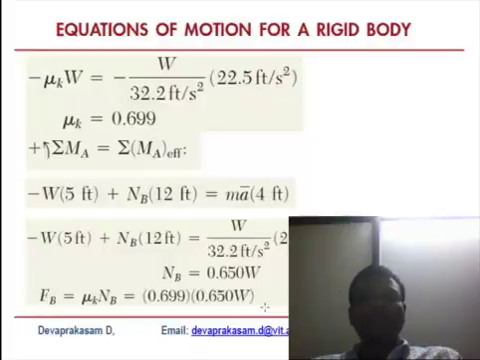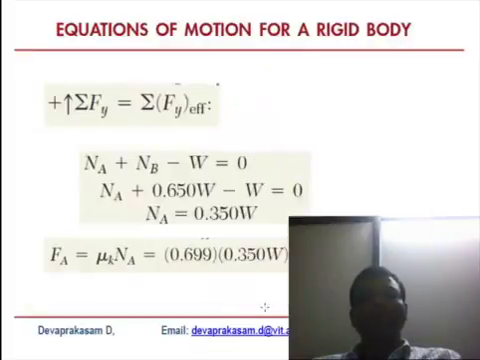So now there are some parameters we still need to undertake, some unknowns we need to estimate, especially NB. What is NB in terms of W? So if you take the moment at A, you will know what NB is in terms of W. So Fb is equal to mu k into Nb. Finally you will get Fb is equal to 0.454 W. That is the friction force, in terms of the weight of the vehicle, acting at point B. Similarly, if you take Fy and Na, you will get Fa is equal to mu k into Na. So finally it is 0.245 W.